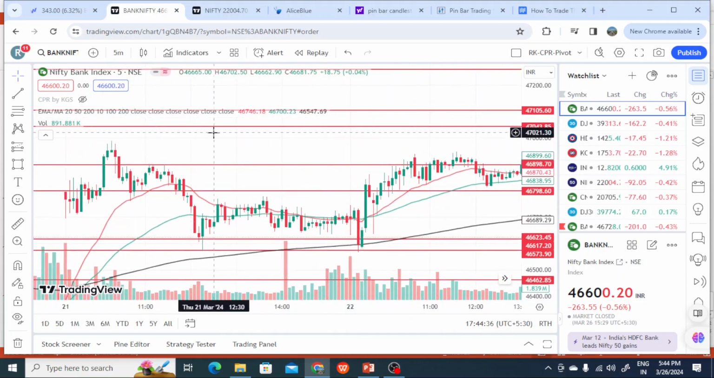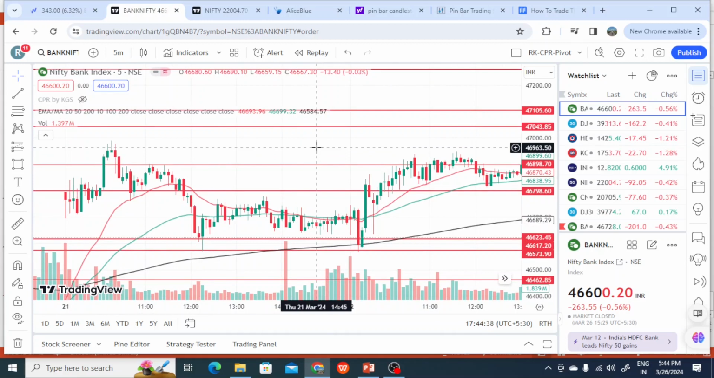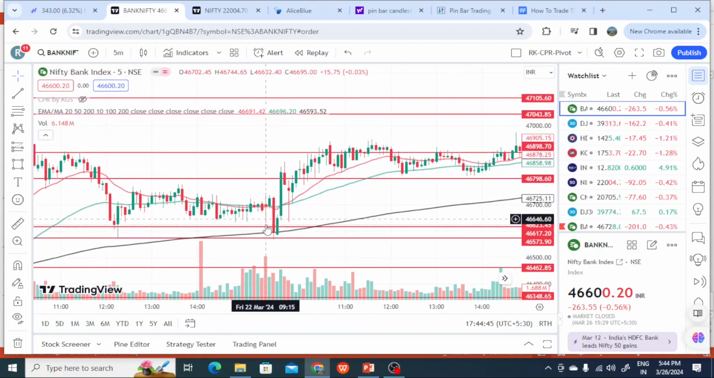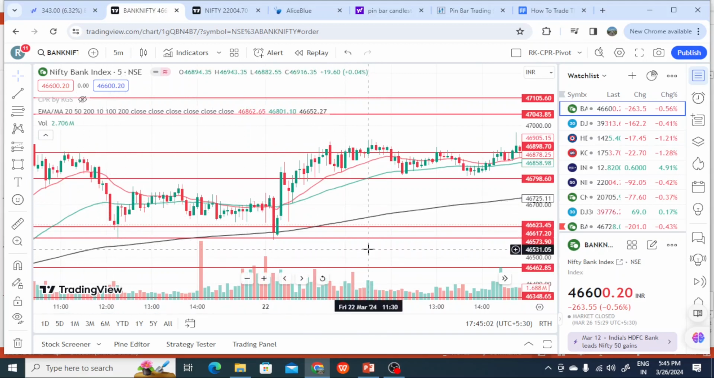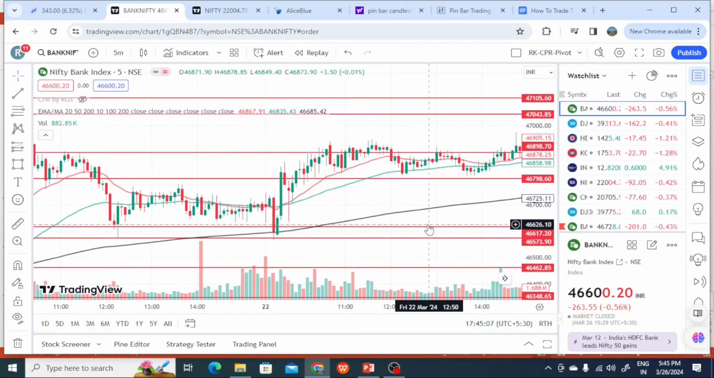Generally, I use the 15 minutes time frame to mark my support and resistance, and I'll wait until my levels form any kind of candlestick pattern, whether it's bullish engulfing or bearish engulfing. This is bearish engulfing, this is bullish engulfing. I wait for the pattern to get formed and I'll take my position accordingly.